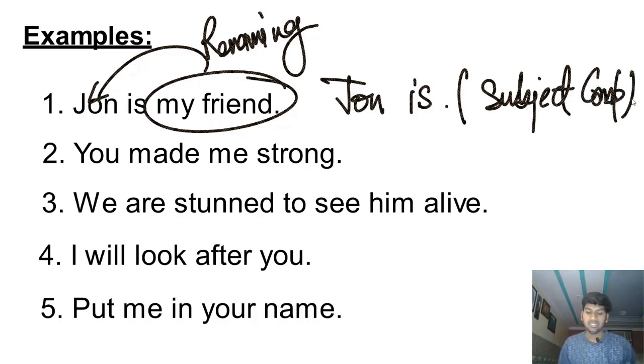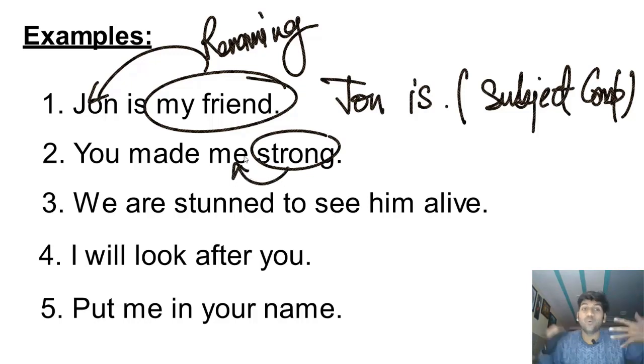Subject complement. Second example. You made me strong. So strong here, which is an adjective, is telling us in what state I have become. I've gotten. You made me strong. So it's completing the meaning of the object me. You made me what? Strong. Now if I take this out, now I'm left with you made me.